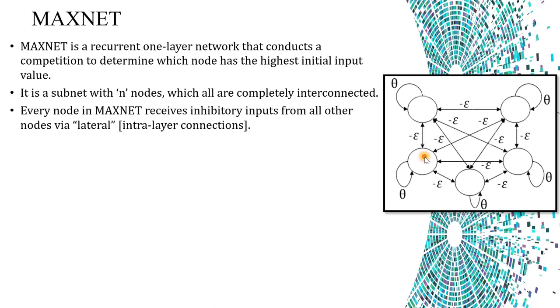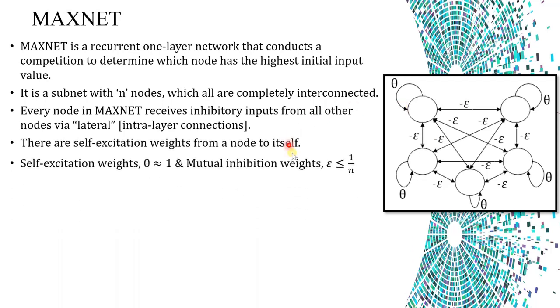If you feel something is important, you will not tell the other person, so you will be giving inhibitory excitations to the other nodes. Finally they are competing with one another, so to each other they are giving negative weights, that is inhibitory inputs, and to itself they give excitatory weights, called the self-excitation weights. Now the self-excitation weight theta is approximately equal to 1, and the mutual inhibition weights are all equal, and less than or equal to 1 by n.